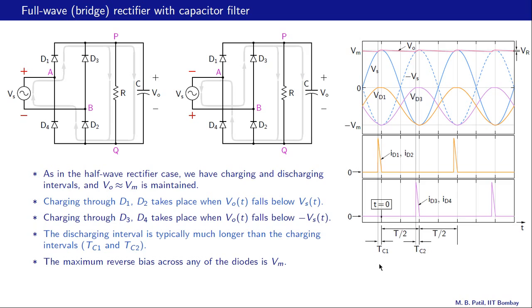Apart from that, things are very similar. There is a charging interval in which the output voltage, that is the capacitor voltage, follows the input voltage, and the charge on the capacitor gets replenished, and when the input voltage goes down, the charging stops, and now the capacitor discharges through the load resistor, like that.